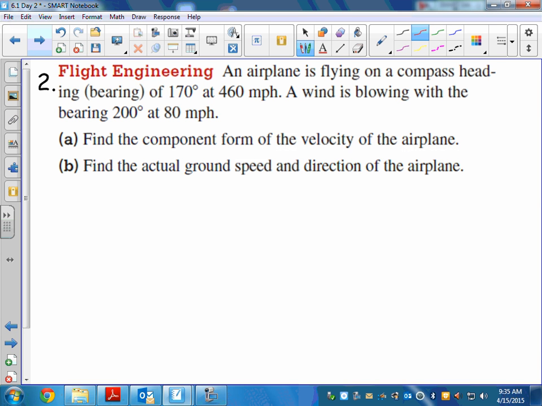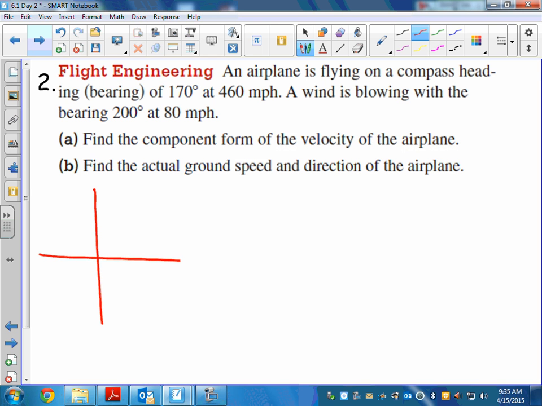An airplane is flying on a compass heading bearing of 170 degrees at 460 miles per hour. A wind is blowing with the bearing 200 degrees at 80 miles per hour. Part A is what we just did on the last problem. Find the component form of the velocity of the airplane. Part B, find the actual ground speed and the direction of the airplane. Because the direction of the airplane is going to be different than 170 degrees because the wind is going to affect that. All right? So, let's draw a picture.